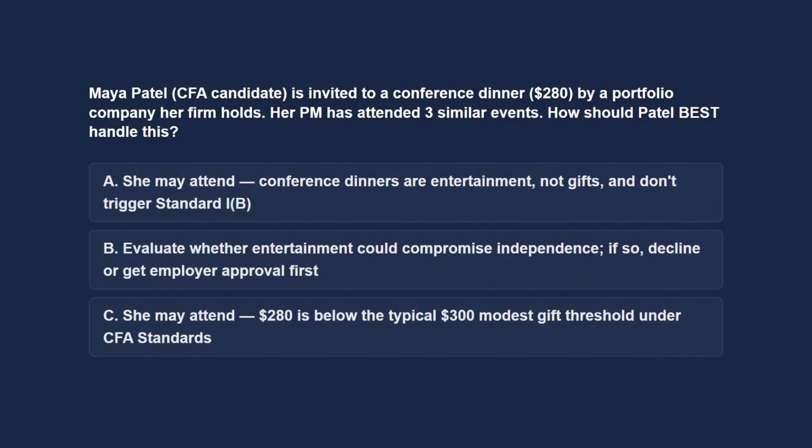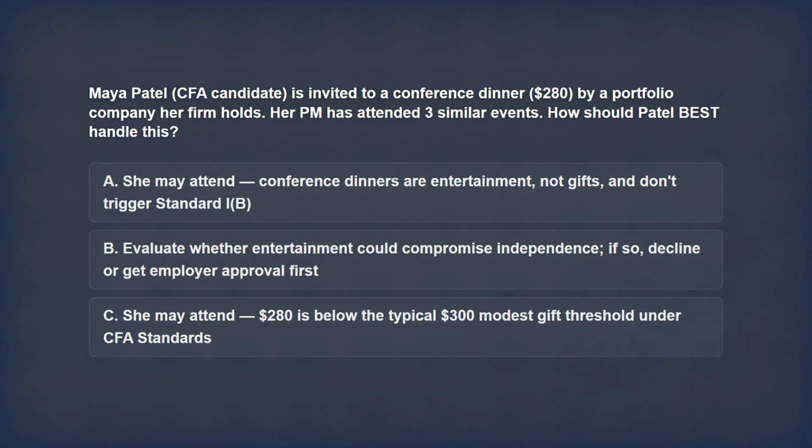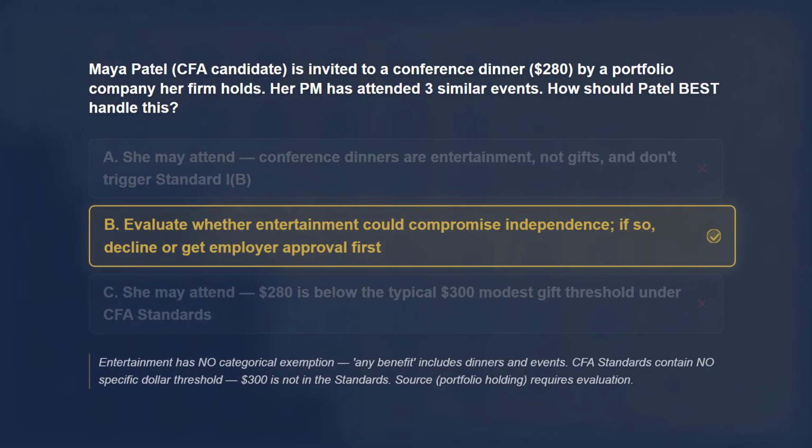Answer A is the entertainment exemption trap, the single most dangerous misconception in Standard I.B. Entertainment has no categorical exemption. Any gift, benefit, compensation, or consideration. The word "any" is doing real work.